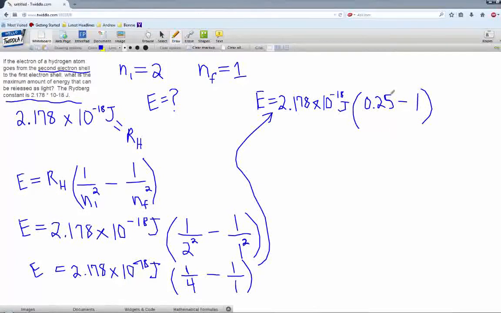Now we can simplify what's in the parentheses. 0.25 minus 1 equals negative 0.75. All this is still multiplied by 2.178 times 10 to the negative 18th joules, and it equals energy.